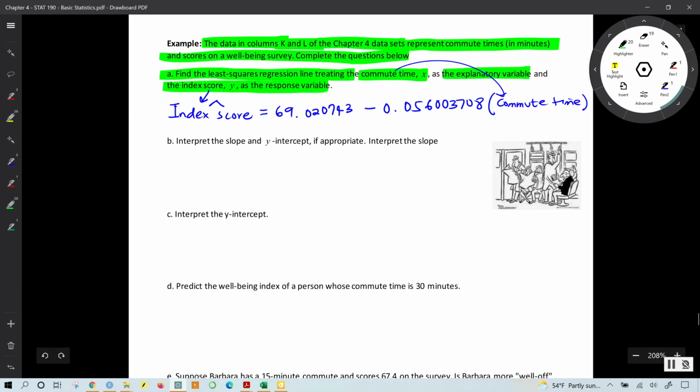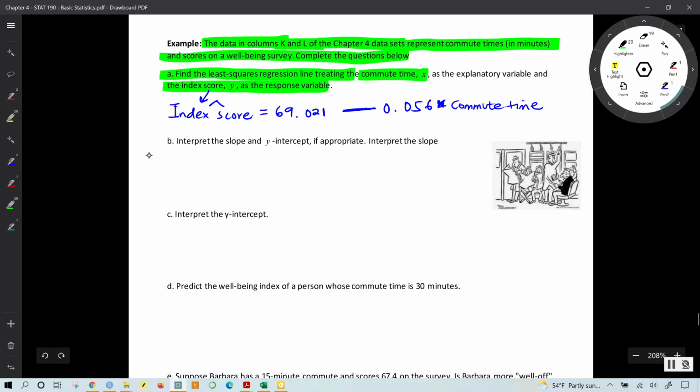Well, I can take this perhaps to about 3 decimal places. In MyStatLab, for the most part, it requires you to take it to 3 decimal places. So I'm going to do the same. So this will become 69.021, and this will become 0.056 times the commute time. So I have that value multiplied by the commute time.